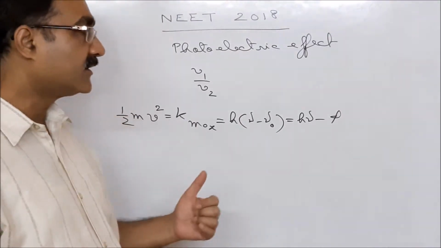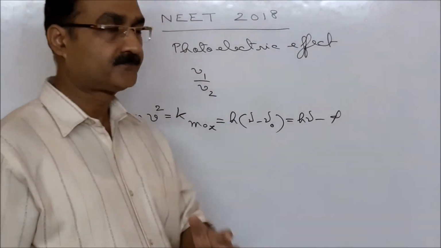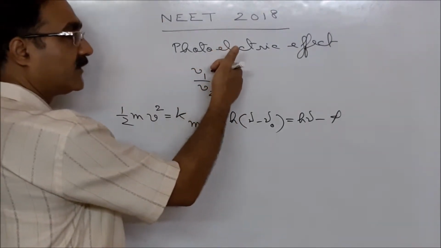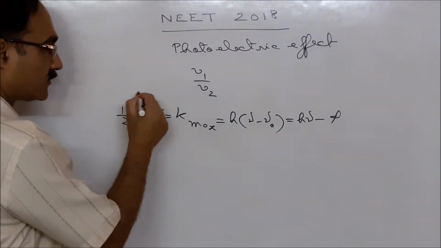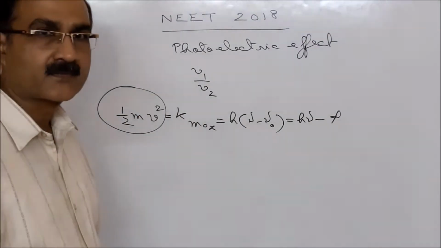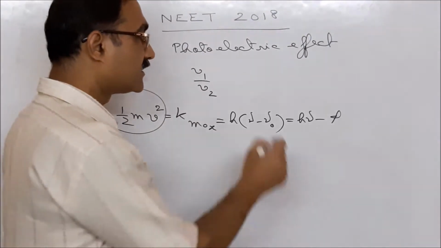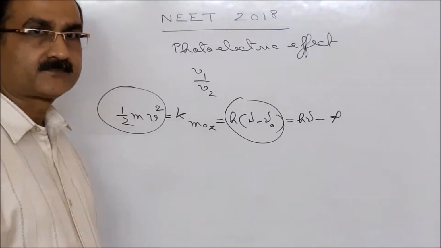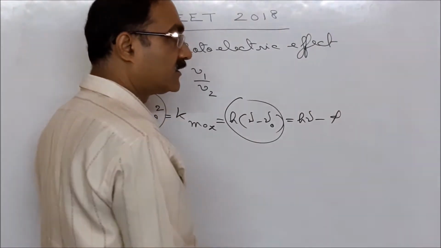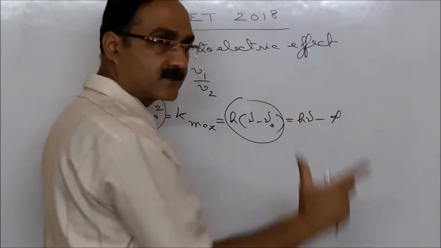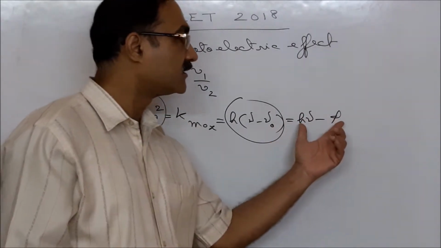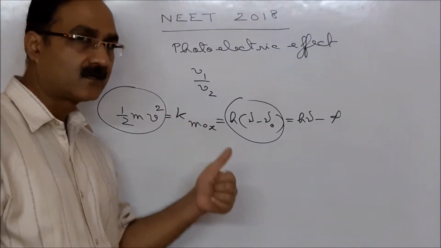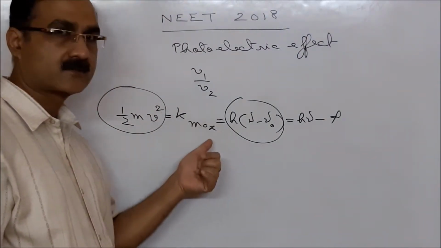In the next step, we will think about the data of the particular problem. So here it says we want ratio of V1 by V2. That means we will consider this form, and the incident frequencies are given, so we will consider this form of the equation. Work function is not given, so we don't have to consider that form of the equation, or the Kmax is not given, not asked for, so we won't think about this.